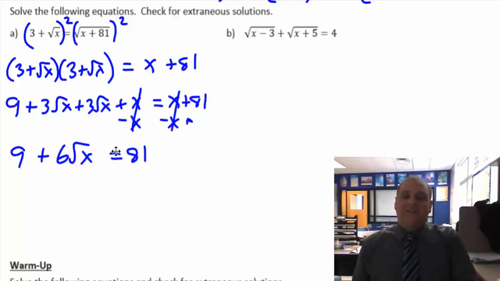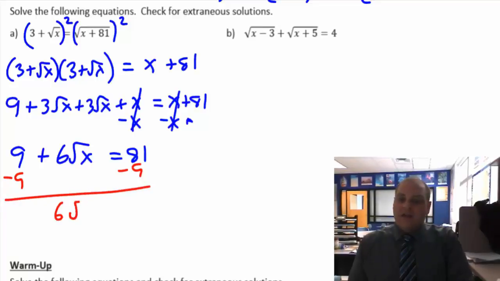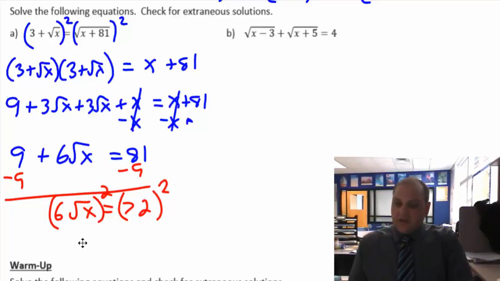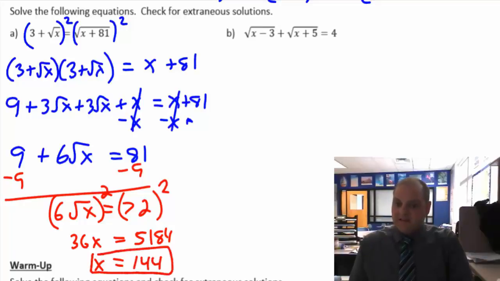Now, I have a new radical equation from my original radical equation. So I'm going to isolate this radical now. Subtract 9. 6 radical x equals 72. Now, square both sides again. All right, so I get 36x equals 5184. Divide by 36 and you get 144. X is 144, and it does check.